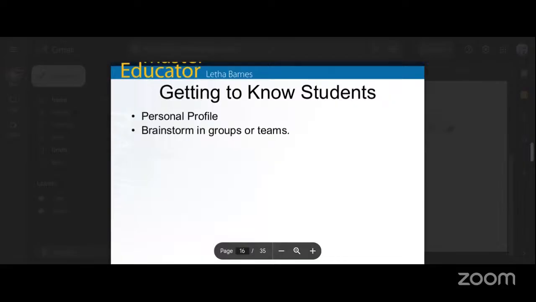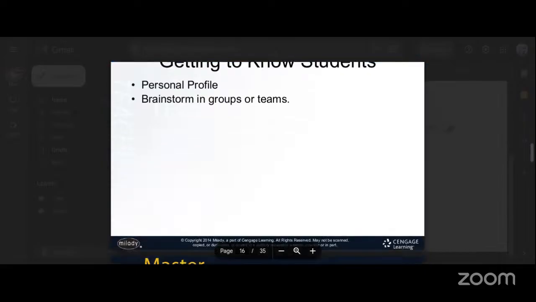Getting to know students. How do we get to know students? Definitely learning their personal profiles, getting them to brainstorm in groups or teams also, but I ask questions. Okay, I ask, give me a top three, give me a top five. Give me three things about you that no one knows. So we find a way to get to know our audience.